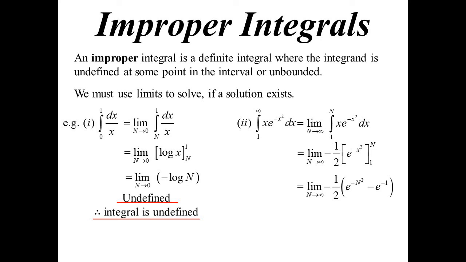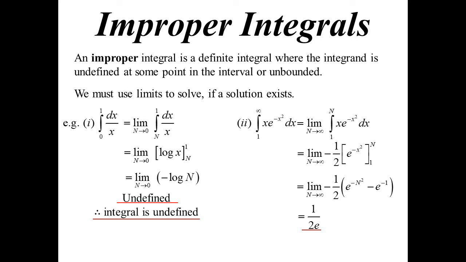Now, e to the minus n squared. So it's our exponential, but our backwards one. So as n is approaching infinity, I know that that exponential is approaching 0. So I can come up with an answer for this one. So the e to the minus n squared would be 0. So I'm just left with the minus e to the minus 1, but times the minus a half out the front, and I get 1 on 2e.